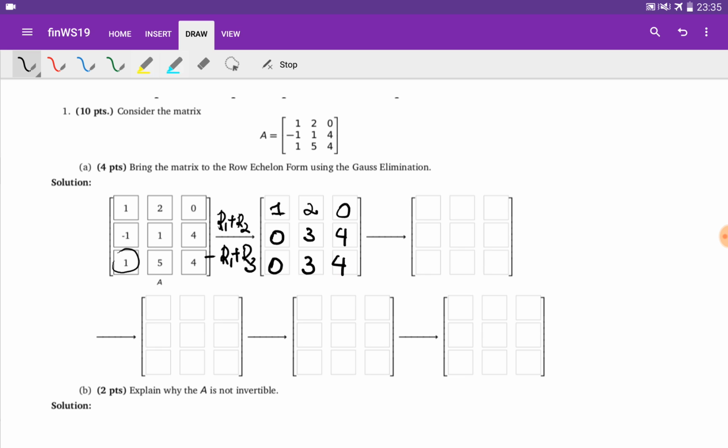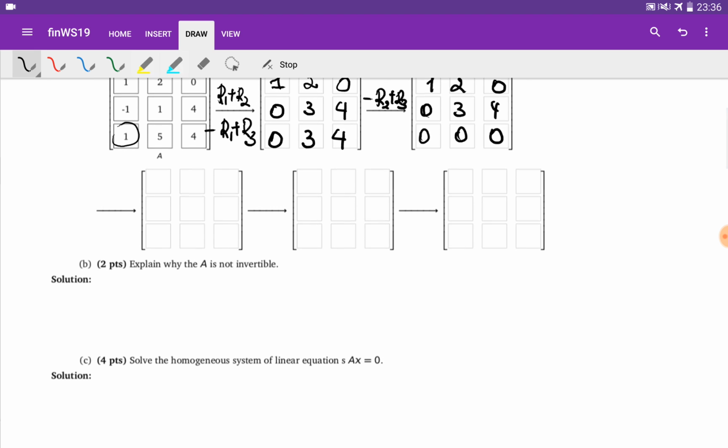Now we're going to multiply the second row by minus 1 and add this to the third one. It's going to be 1, 2, 0, 0, 3, 4, 0, 0, 0. It is already in row echelon form. So A is not invertible since its determinant is equal to the multiplication of its diagonal entries, which is 1 multiplied by 3 multiplied by 0, which is equal to 0.